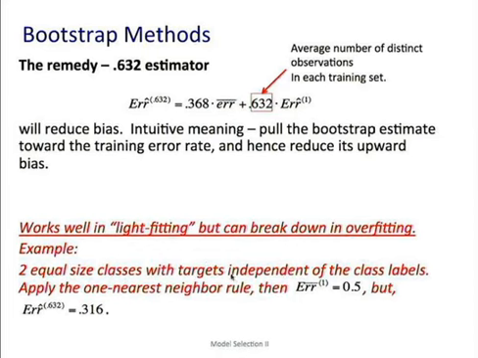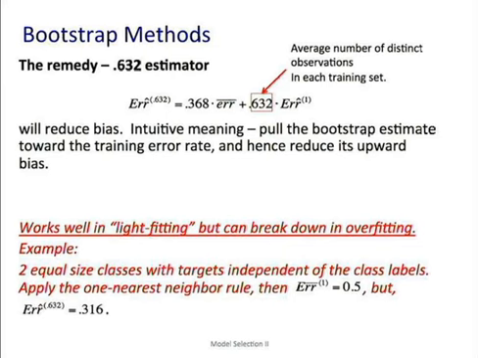Again, 2 equal-sized classes with targets that are independent of the class labels. That's the second time I show you this one. When I say targets independent of the class labels, that means there's no signal in the data. Okay, so the error rate should be 0.5. Equally likely to get the answer right, guessing on true or false, right?